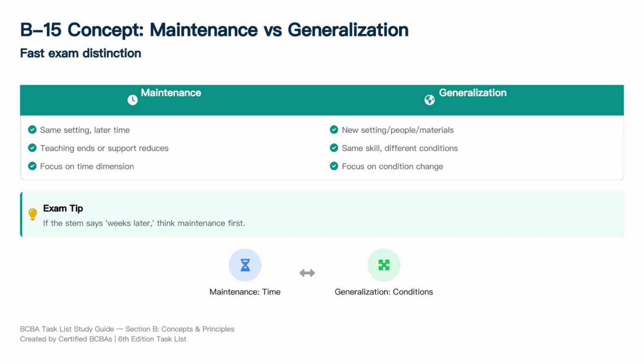Generalization means different conditions, same skill. Many vignettes include both, so match your answer to the dimension the question is targeting. Time versus settings/people/materials. And if the STEM explicitly says, weeks later, maintenance is usually the first label to check.